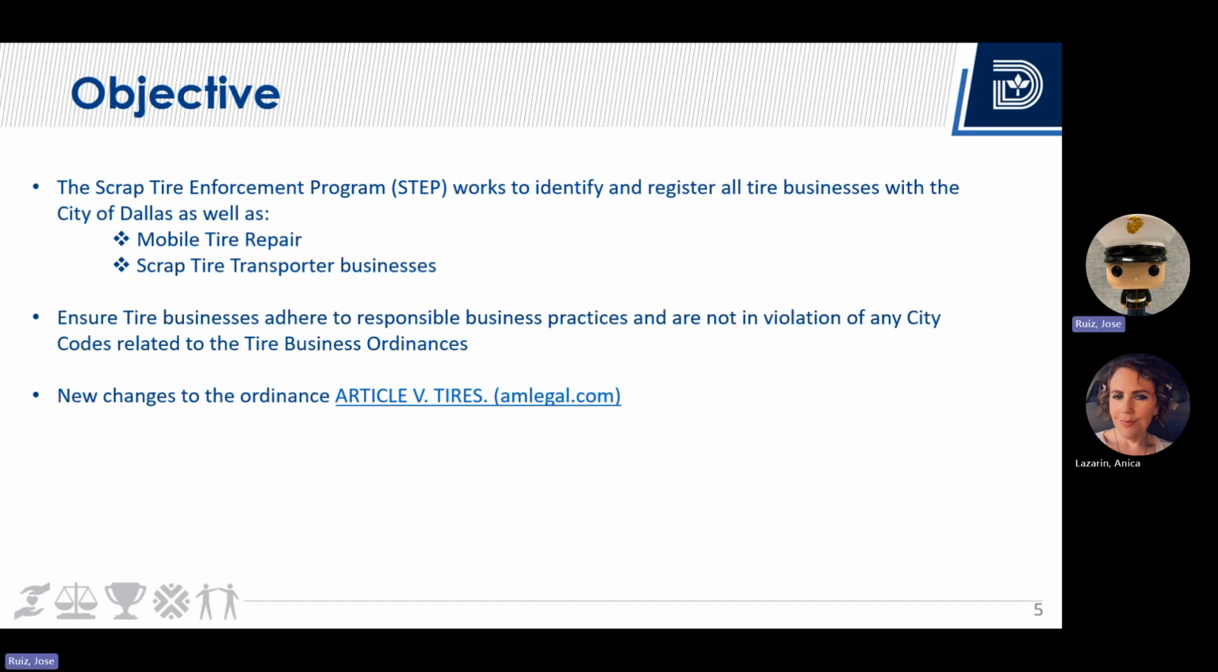The new changes or any future new changes to the ordinance will always be found under Chapter 18, Article 5, which is tires in AmericanLegal.com. So you can visit AmericanLegal.com and look up Dallas, the City of Dallas City Ordinances, and just go to Chapter 18, Article 5, tires. Again, at the end of the presentation, we will take a few minutes and walk you through our website so you can understand how to facilitate getting to the ordinance itself a lot easier. So we'll have a demonstration later on.